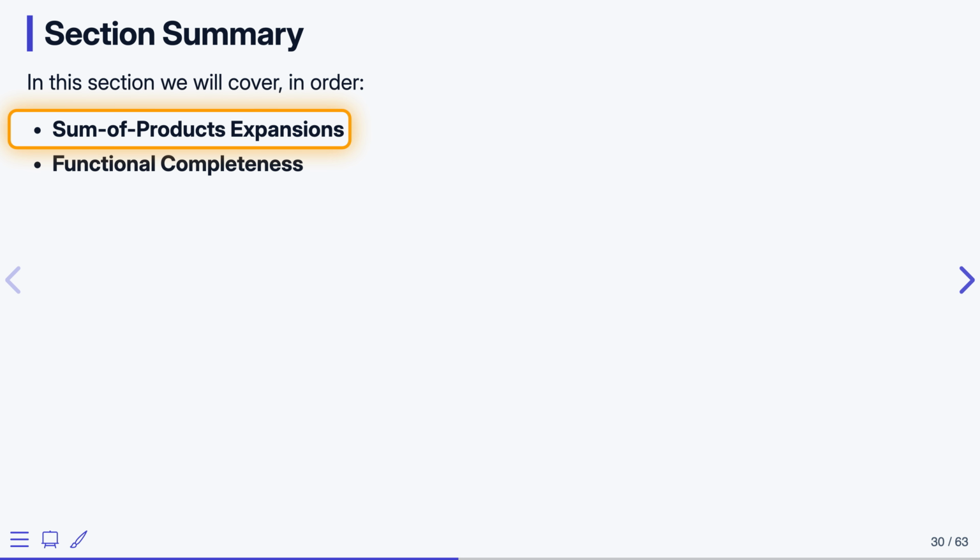The plan for this section is short. First, sum of products expansions. That is a recipe which turns any truth table straight into a formula. Second, functional completeness. That asks how few operators we really need to build every Boolean function.